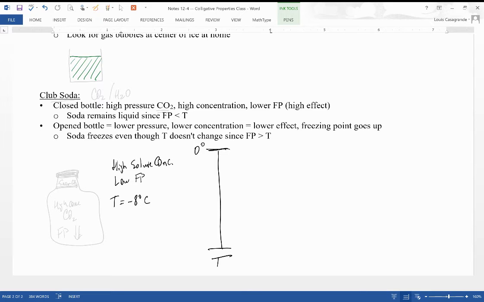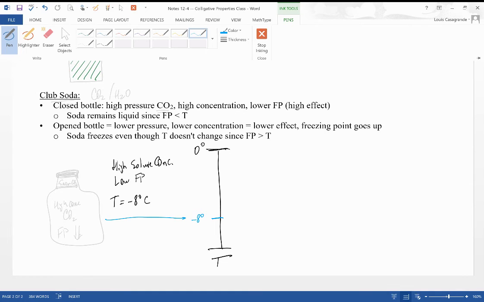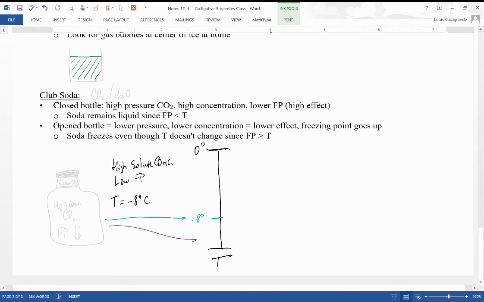And right now, the temperature of this solution is going to be at about -8 degrees. But because of the concentration of the solute in there, the freezing point is probably down around -10 to -12 degrees. By the way, this is all in degrees Celsius. Okay, so since the temperature is greater than the freezing point, we have a liquid. So think for a moment about what happens when we open that soda bottle.